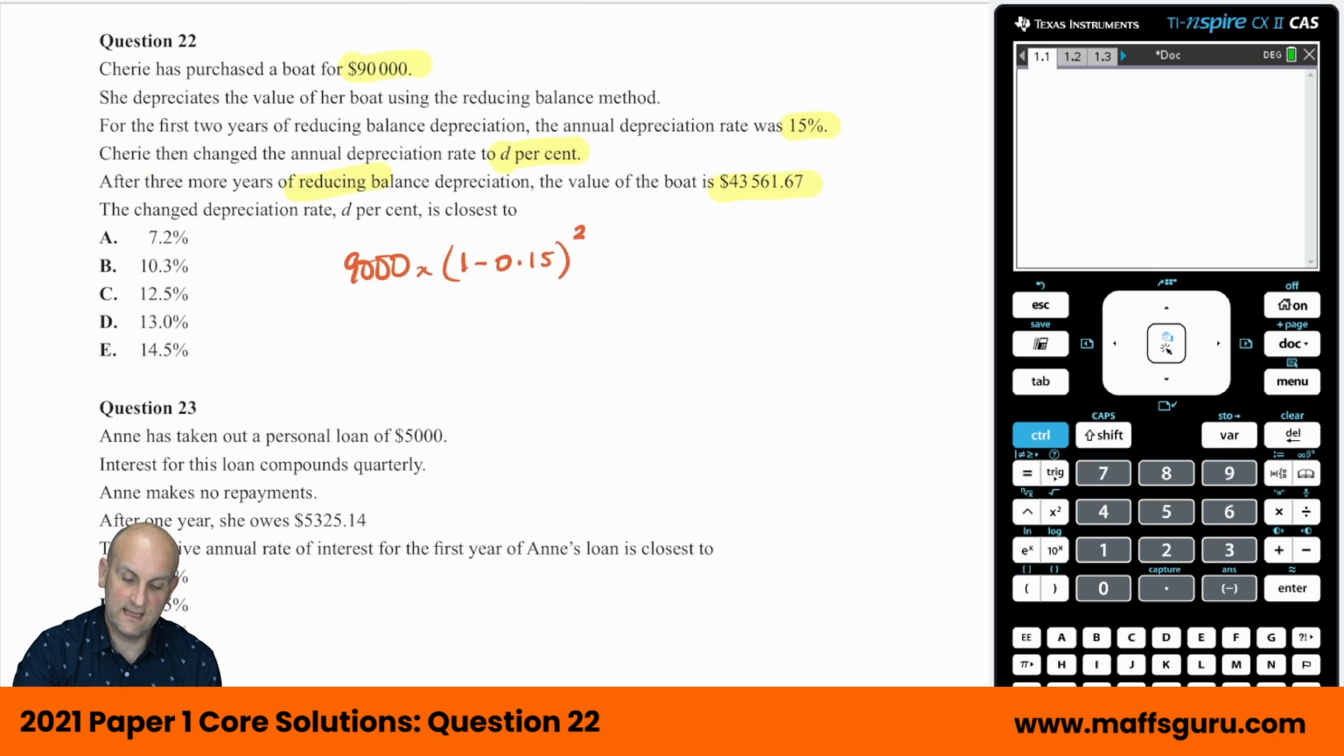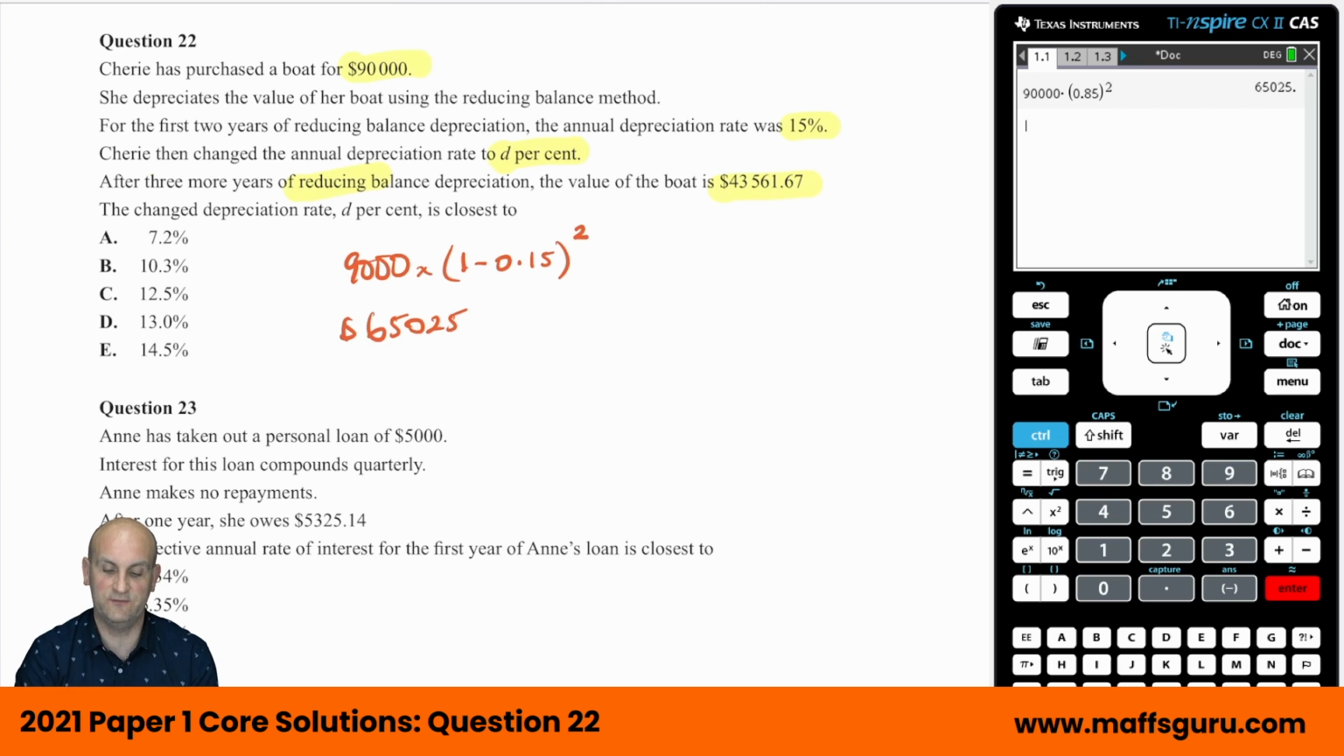and I would raise that to the power of 2. Why? Because it's 2 periods. So again, on my calculator, 90, 1, 2, 3, I'd multiply that by 0.85 to the power of 2. 0.85 because that's what I'm going to end up, that 1 minus 0.15. Yeah, that's my reducing balance. So when I hit enter there, that's going to give me $65,025. All right, so that's how much my boat's worth at the end of the 2 years.